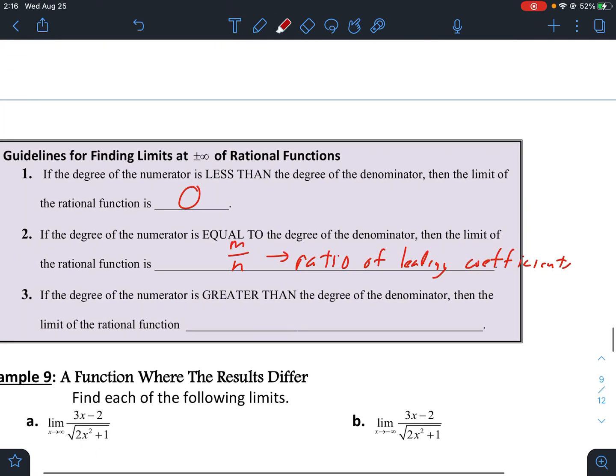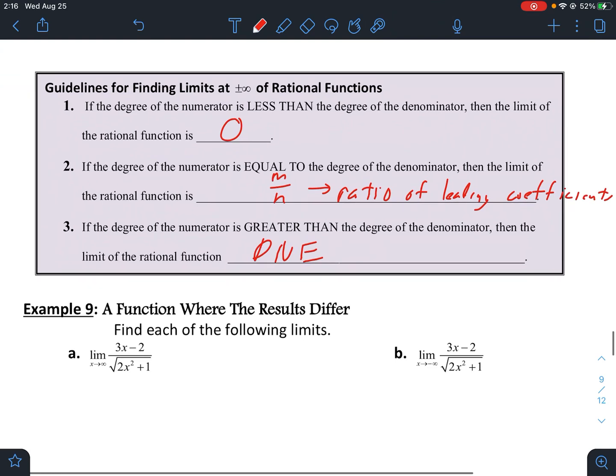And then the last one, if the numerator is greater than the denominator in degree, the limit of the rational function does not exist. It's going to go to positive or negative infinity. Okay, and if you also remember from pre-calc, if the numerator is 1 greater than the denominator, you would get what's called a slant or oblique asymptote. If it's more than 1 greater, you would not get a slant or oblique asymptote.